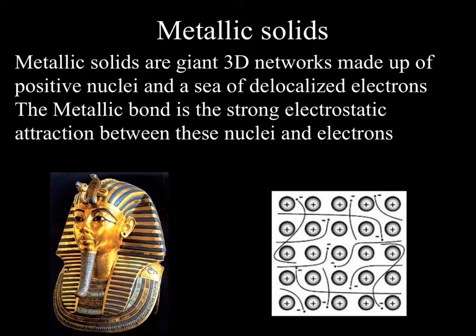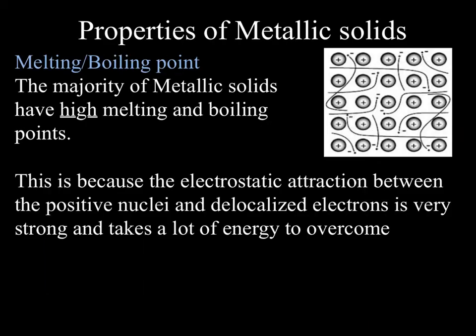The thing that holds metallic solids together is called the metallic bond, and it is a strong electrostatic attraction between the nuclei and electrons. So just like ionic solids, it's the attraction between the positive nuclei and the negative delocalized electrons, and that attraction is very, very strong, and this is what leads to the properties of metallic solids.